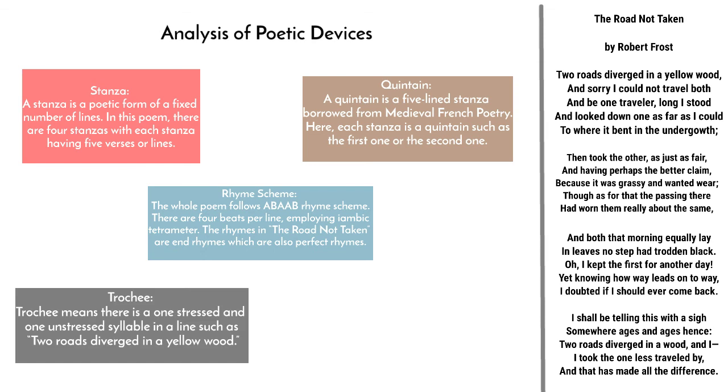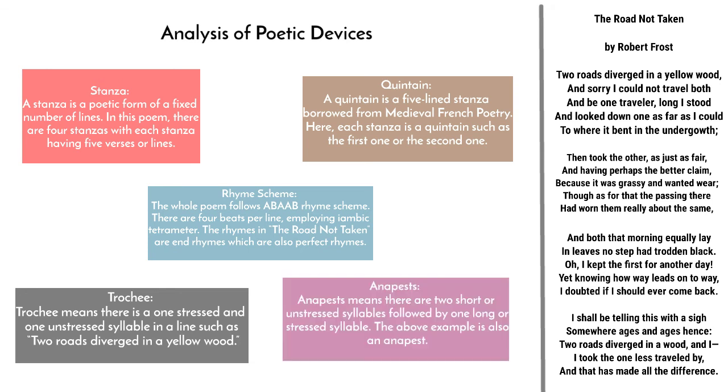4. Trochee. Trochee means there is one stressed and one unstressed syllable, such as "two roads diverged in a yellow wood". 5. Anapest. Anapest means there are two short or unstressed syllables followed by one long or stressed syllable. The above example is also an anapest.